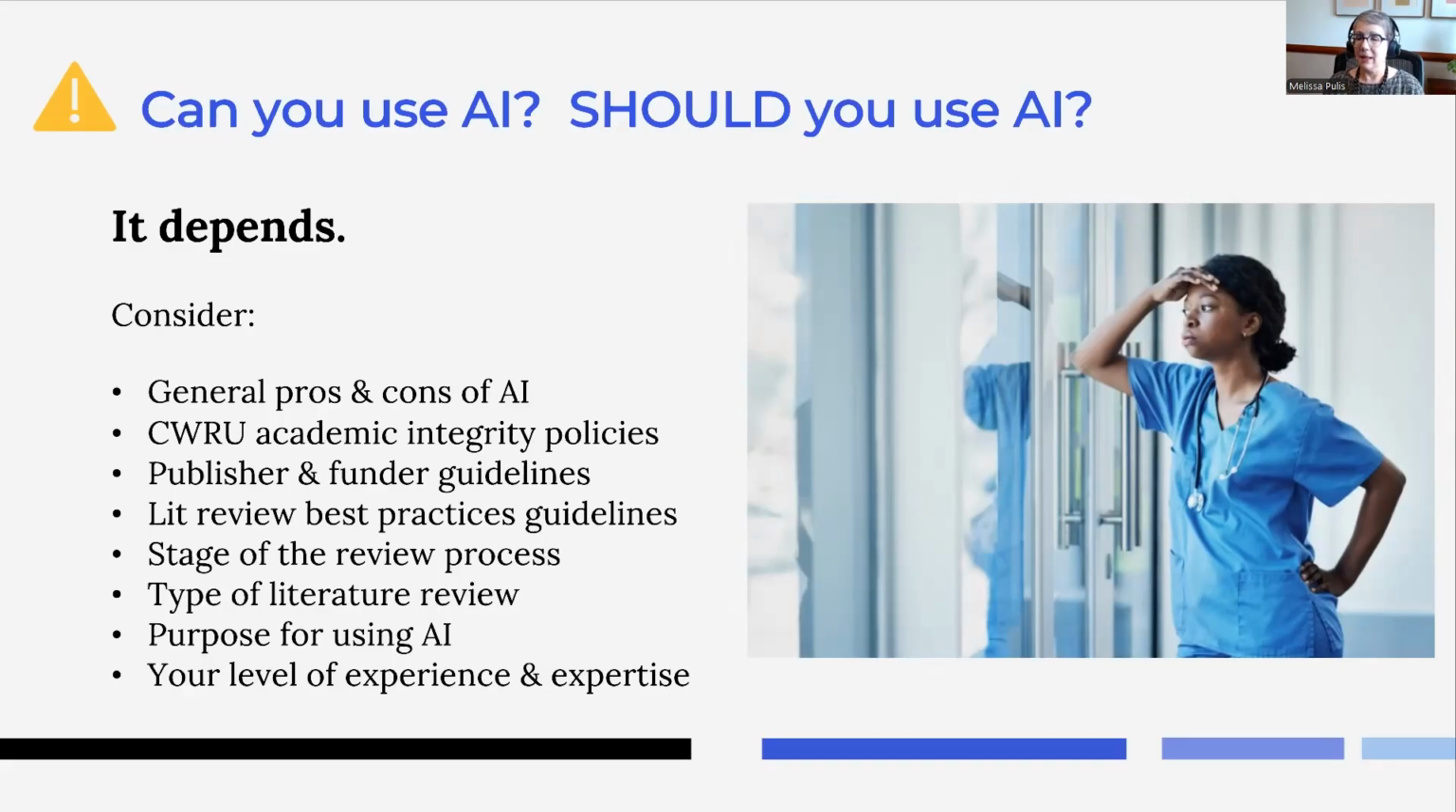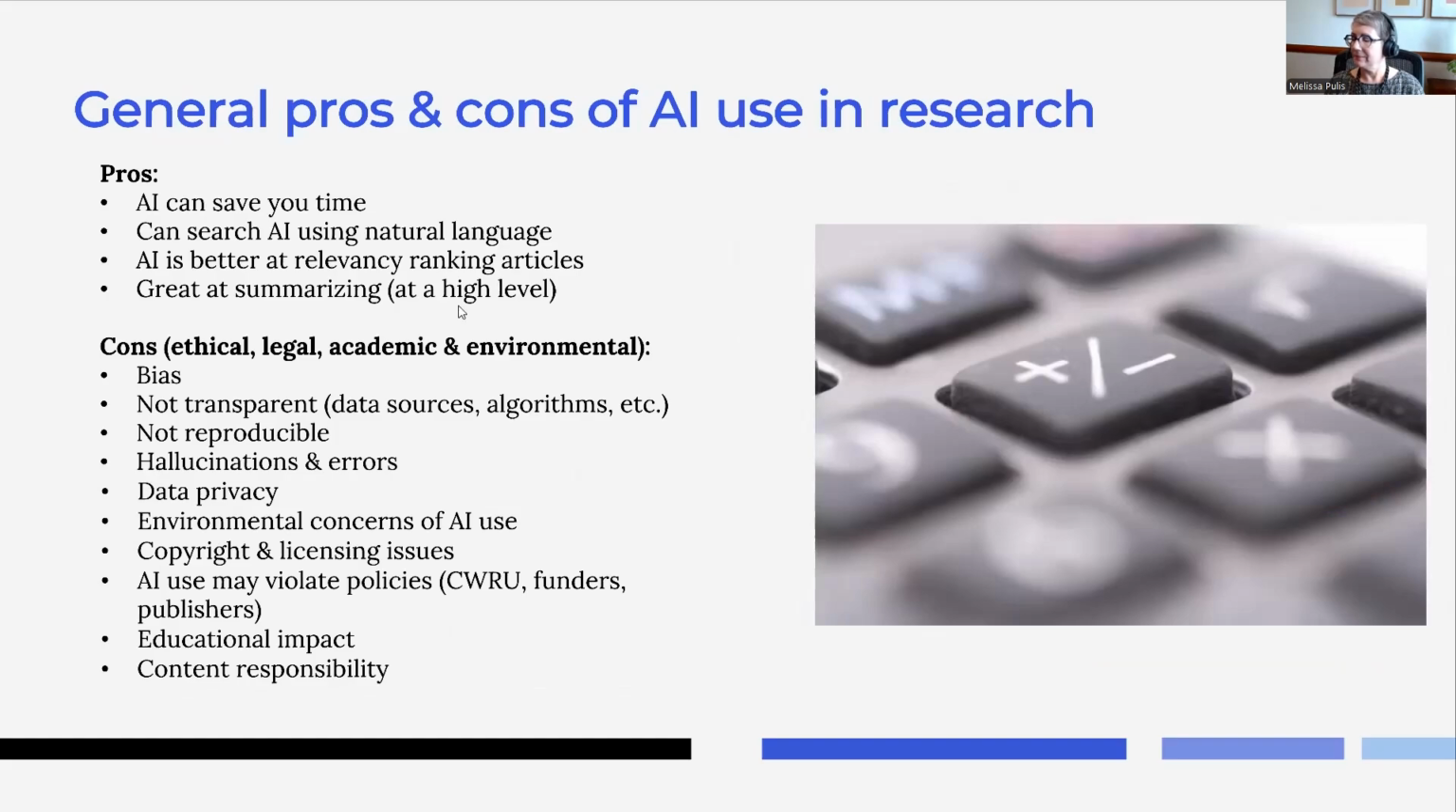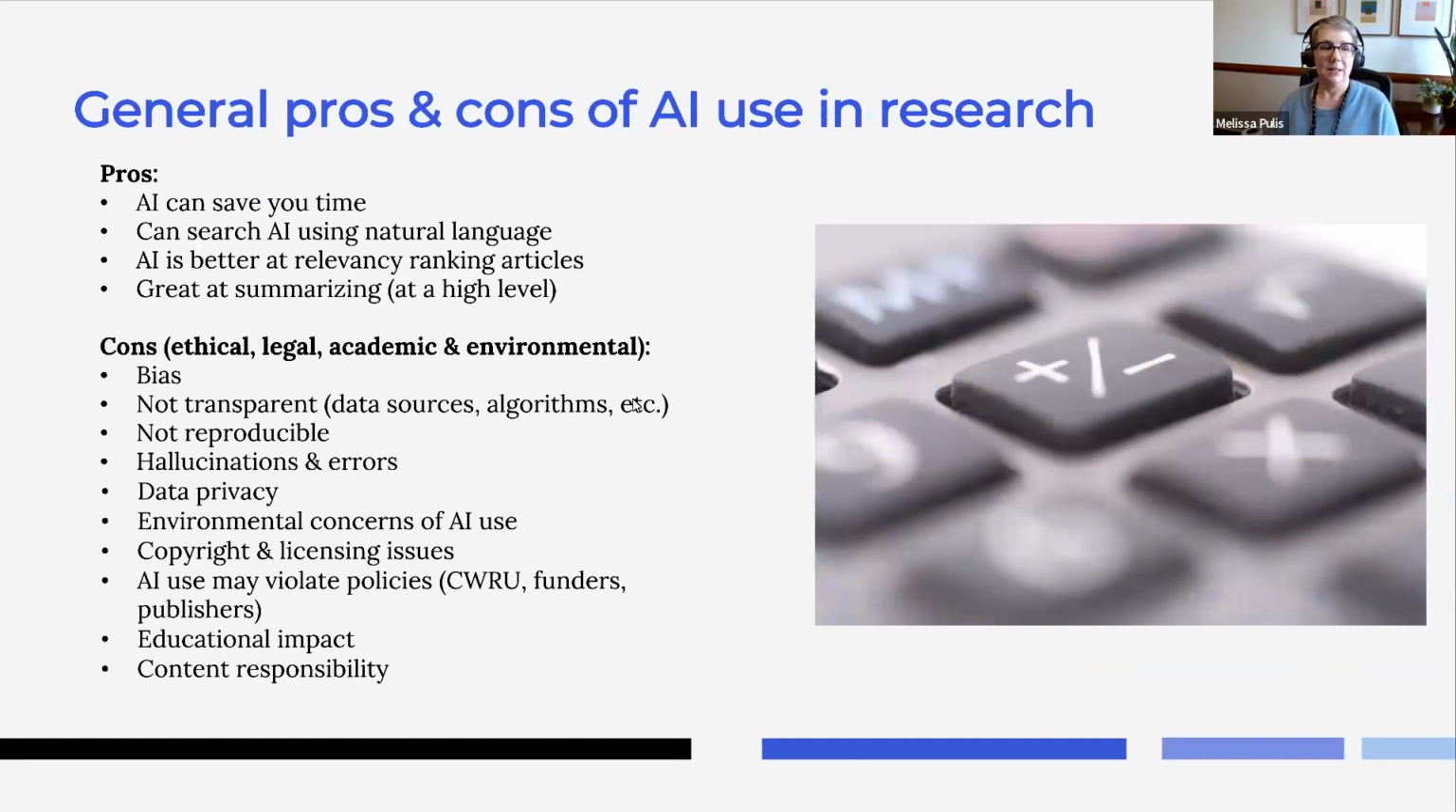So let's jump right in and talk about the first bullet point on that list, and that is the general pros and cons of AI. This is really just a high level look at the general pros and cons of AI use in research. Unless you've been living under a rock, you have seen these before and you know about them, so I'm not going to go into too much detail about any specific one. But AI does offer a lot of pros that are very compelling when you think about using it for your literature review.